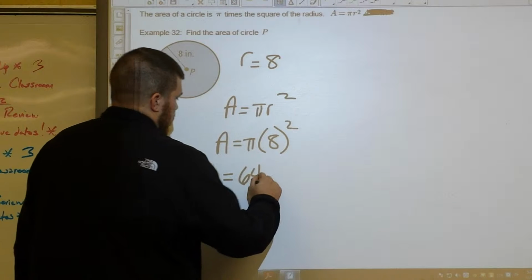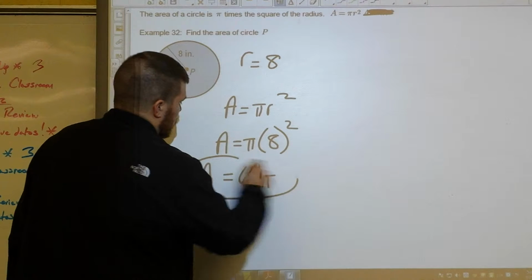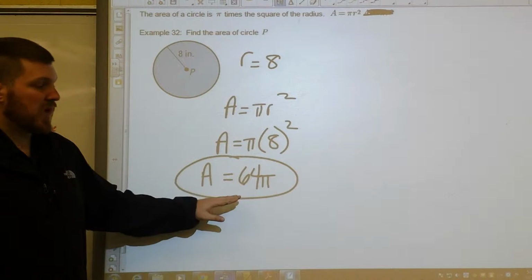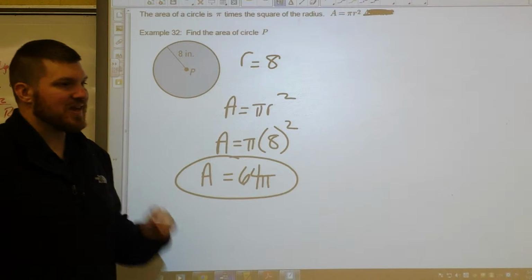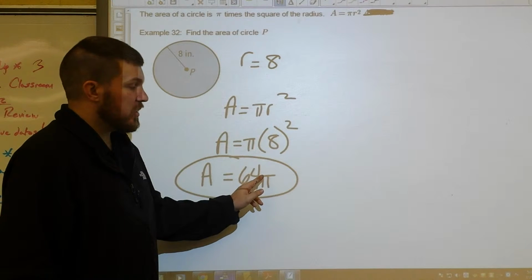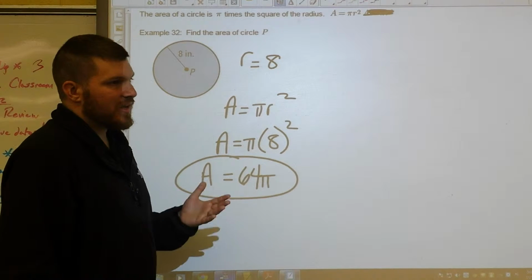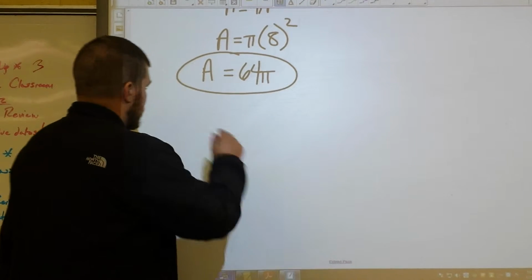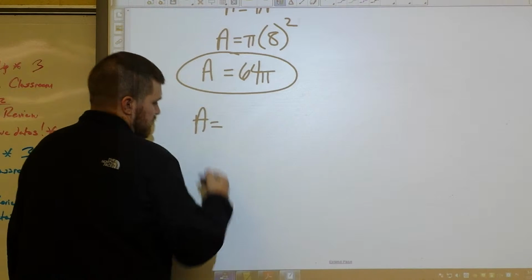So technically you're done. You could say, hey, area equals 64 pi. And honestly, this is the best answer because, again, pi is a decimal that goes on forever. So if you round here, you're not getting as exact as you could be. But I'm okay if you round, so let's actually type this in our calculator and round a little bit.